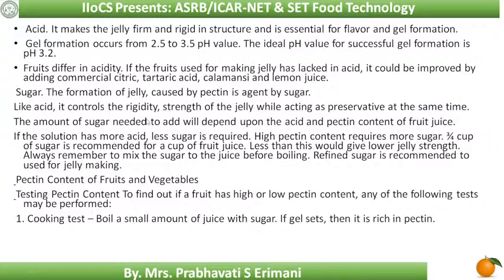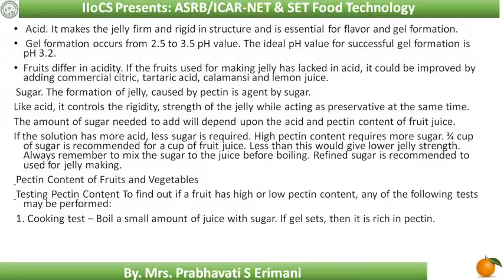The amount of sugar needed depends upon the acid and pectin content of the juice. We have to remember always that the acid, pectin and sugar ratios should be proper to get the proper setting. If the solution has more acid, then less sugar is required. High pectin content requires more sugar. Three-quarters cup of sugar is recommended for a cup of fruit juice. If you are taking 1 cup of fruit juice, then 3/4 cup of sugar has to be taken, and less than this would give lower gel strength.